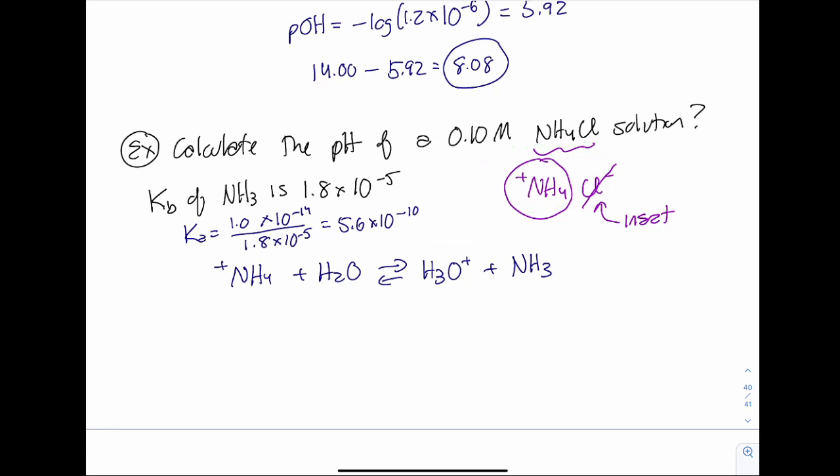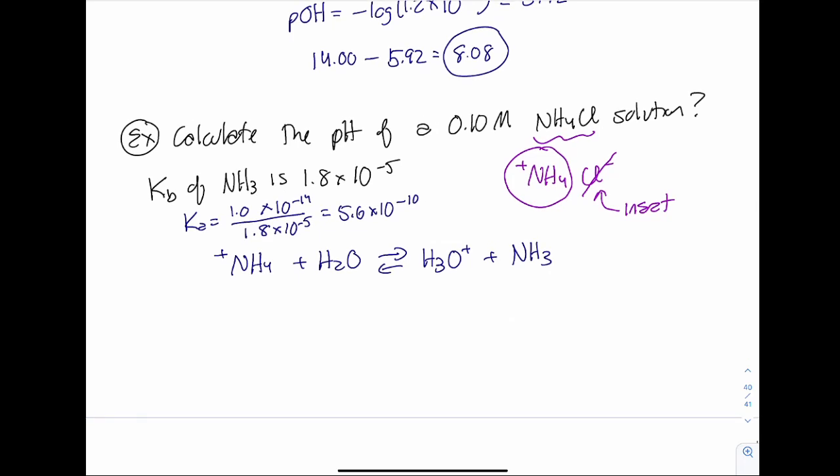So the concentration of my salt is the concentration of my ammonium ions. So if you're making your ice table, you'd have 0.10 molar here, don't care, 0 and 0, minus x plus x plus x. Because my Ka is small, I would ignore that minus x for this equilibrium concentration. And then when I go to plug that in, I would have my Ka equal to the concentration of hydronium ions multiplied by the concentration of ammonia at equilibrium, so x times x over 0.10 minus x, but again, we're ignoring that minus x.